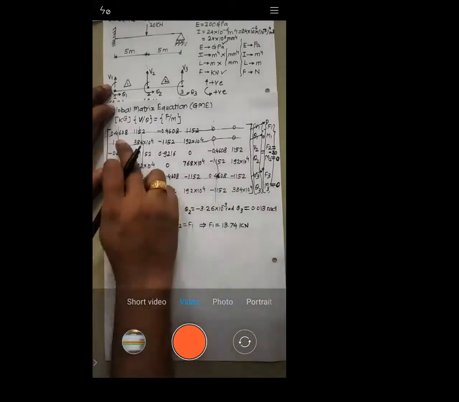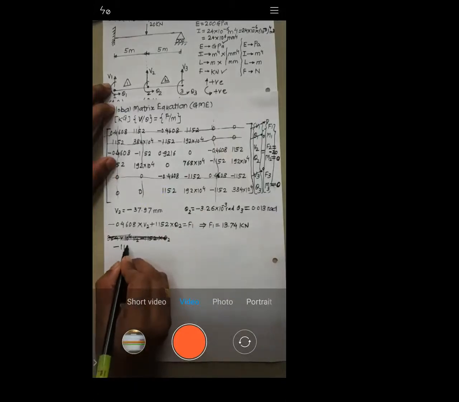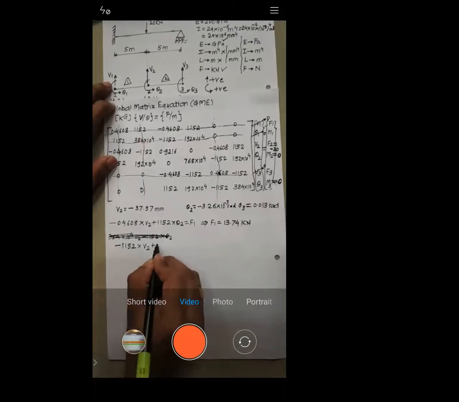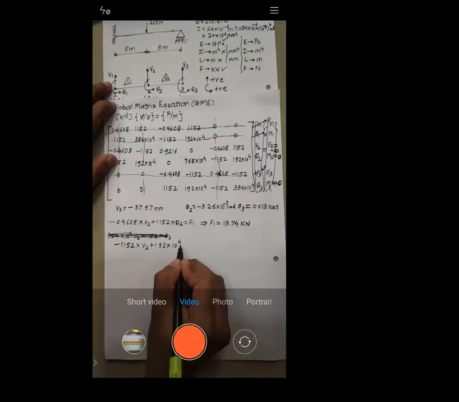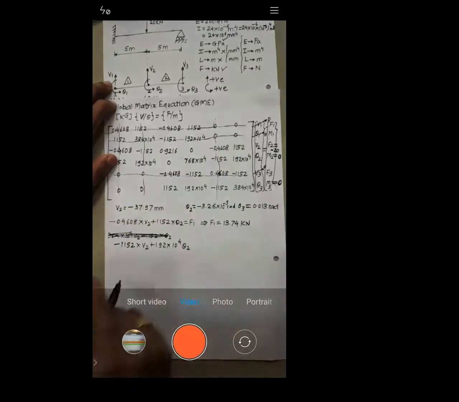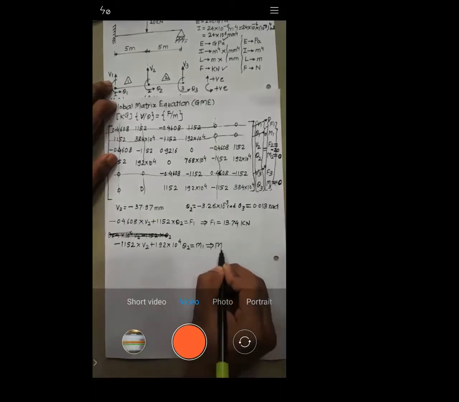I'll do that. The initial two terms are 0. What is remaining is minus 1152 into V2 plus 192 into 10 raised to power 4 into theta 2. Then these two terms, this into this is 0. So it is equal to M1. So calculate the value of M1.